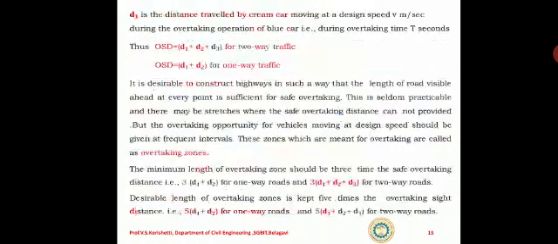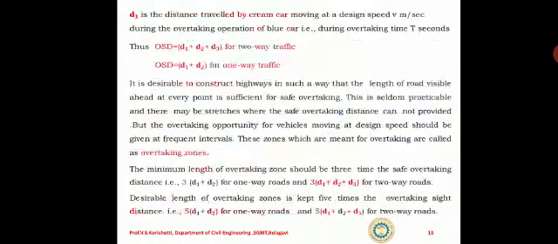If it is only one-way movement traffic, then it will be D1 plus D2. Now, how about overtaking zones? It is desirable to construct a highway in such a way that the length of road visible at every point is sufficient for overtaking. But this is seldom practicable and there may be stretches where safe overtaking distance cannot be provided, but the overtaking opportunity for vehicles moving at design speed should be given at frequent intervals. These zones, which are meant for overtaking, are called overtaking zones.